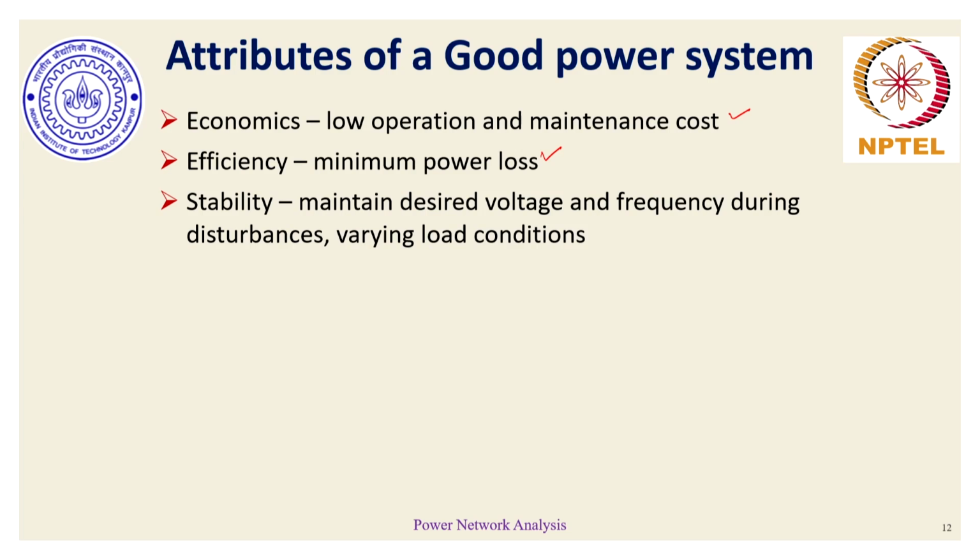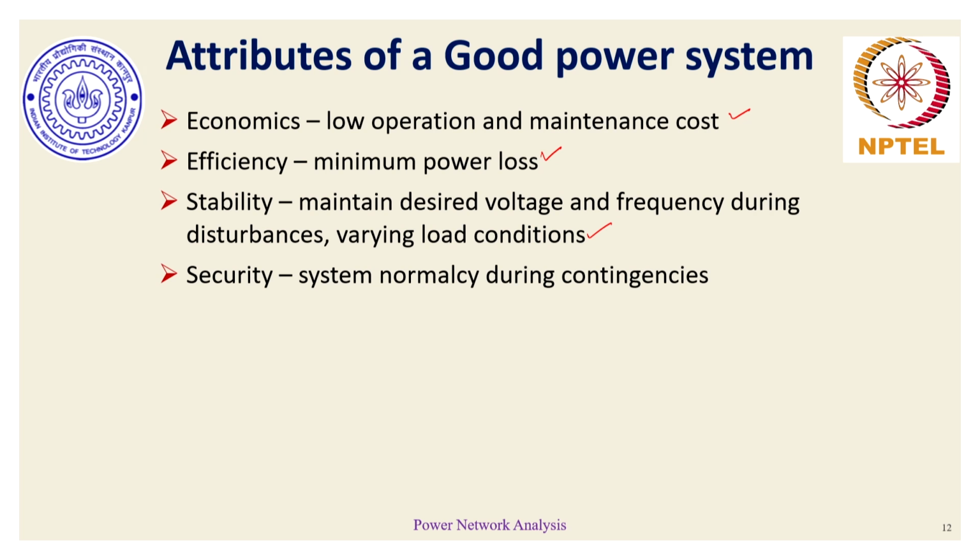The next attribute is stability, which is essentially about whether the network voltage and frequency can be maintained even when the power network is experiencing disturbances, for example, varying load conditions. The load is not a static or stagnant quantity. It always varies with time. So with variation in load, can the network voltage and frequency still be maintained? It is part of stability. If it is there, then the system would be assessed as stable.